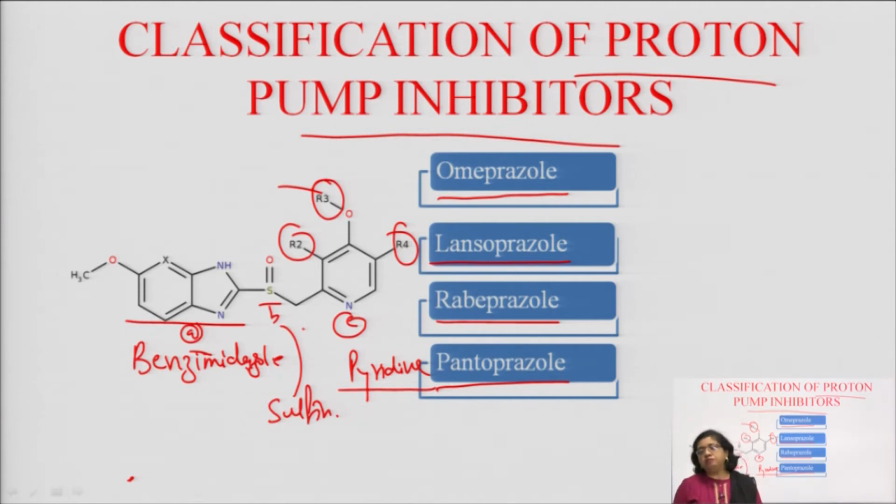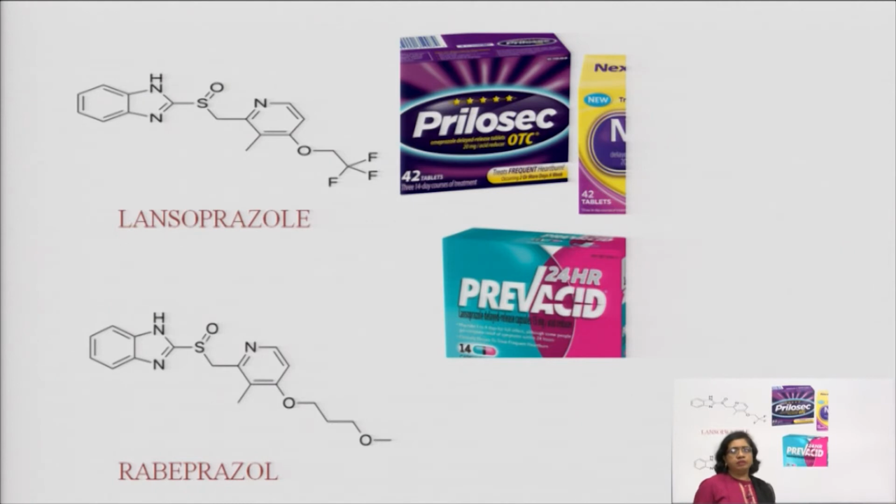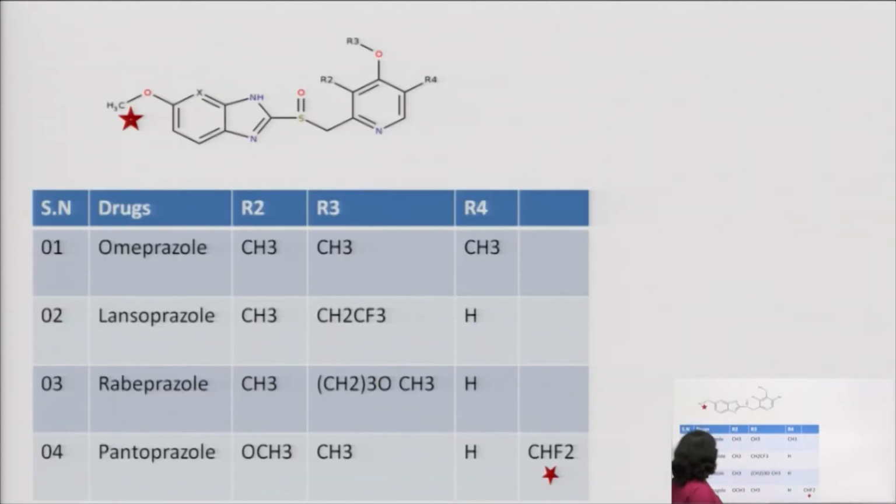If you take the example of omeprazole, in that case R2, R3, R4, all these 3 are methyl groups. But in case of lansoprazole it is different, in case of rabeprazole R2, R3 is different and similar in case of pantoprazole. So, see the difference in the structure. Here I have made a tabular form, you just see here the drugs: omeprazole, lansoprazole, rabeprazole and pantoprazole.